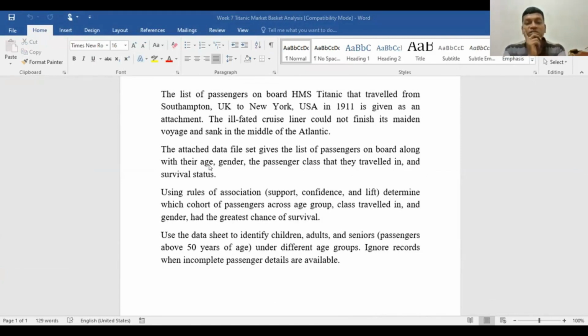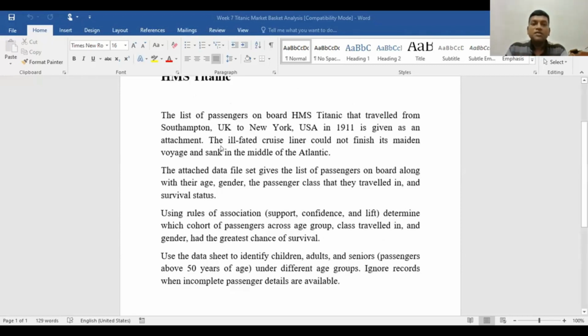Using rules of association, that is support, confidence, and lift, determine which cohort of passengers across age group, class traveled in, and gender had the greatest chance of survival. Use the data sheet to identify children, adults, and seniors. Seniors are those passengers who are about 50 years of age under different age groups. Ignore records when incomplete passenger details are available. So essentially, this is the historic data.